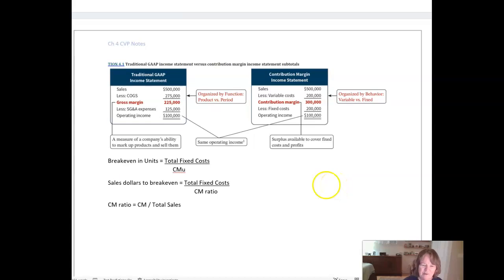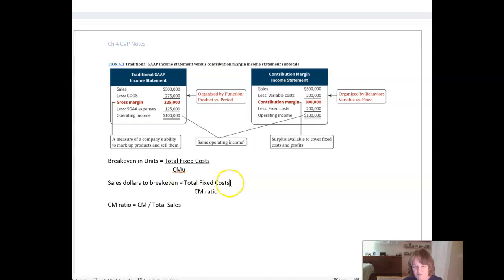Okay, so break even in units. Total fixed cost divided by the contribution margin per unit. And put a little sub-U in there or something, okay? So if I take all my individual contribution margins and divide them into the total fixed cost, that will give me how many units I need to break even. Okay? And then the next one here is sales dollars to break even.